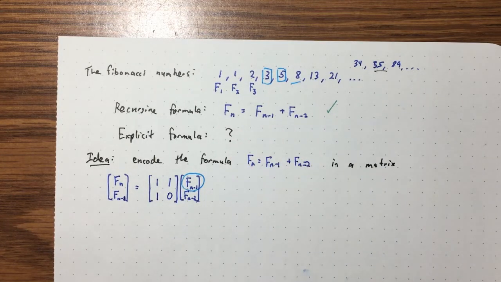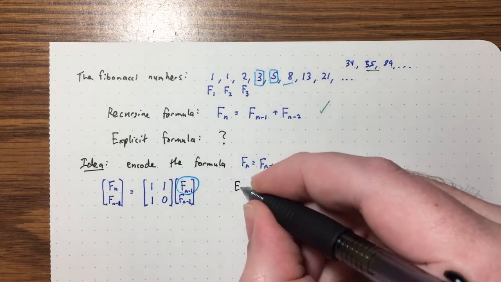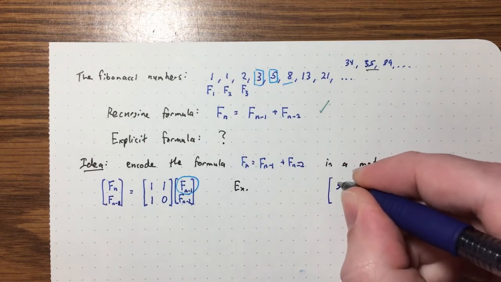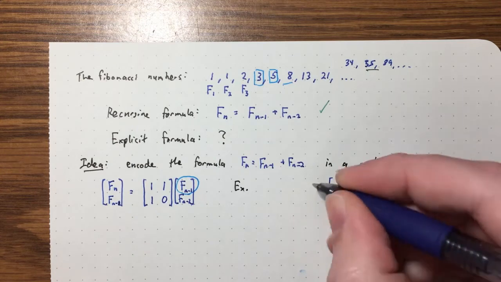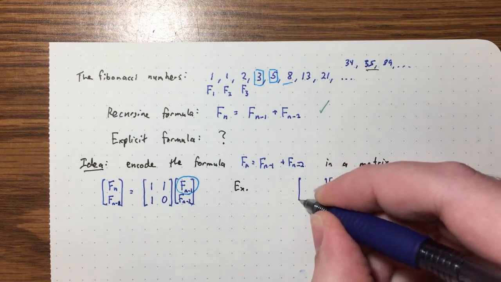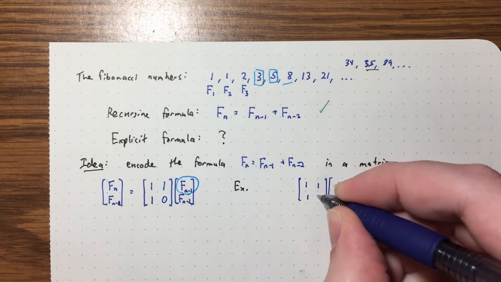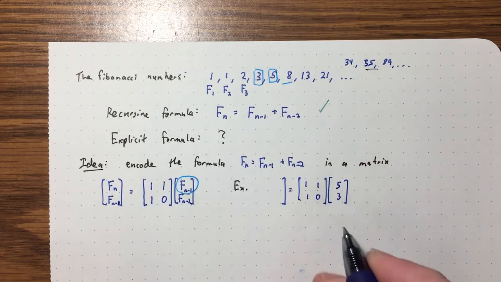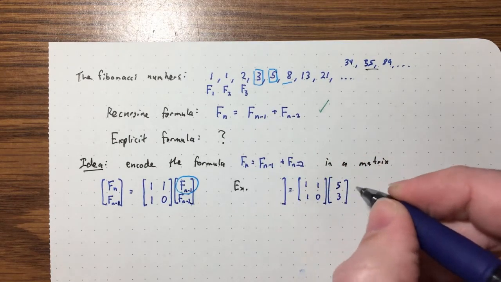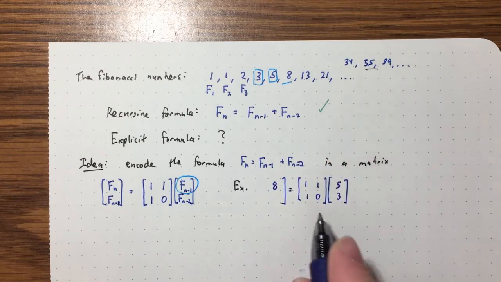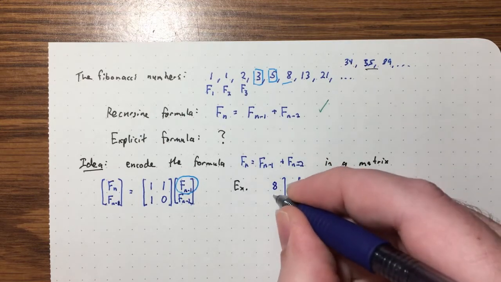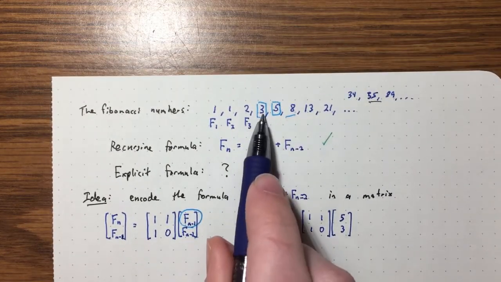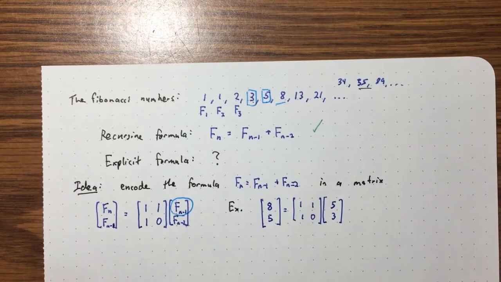So how do we use this? Let's show that it works. Let's say I have 2 consecutive Fibonacci numbers, 5 and 3. I'm going to multiply by this matrix, 1, 1, 0. And I'm going to get 1 times 5, 1 times 3. That's 5 plus 3 is 8. And I have 1 times 5 plus 0 times 3, which is 5. So see, this matrix just gives me the next 2. Start with 3 and 5, I get 5 and 8.